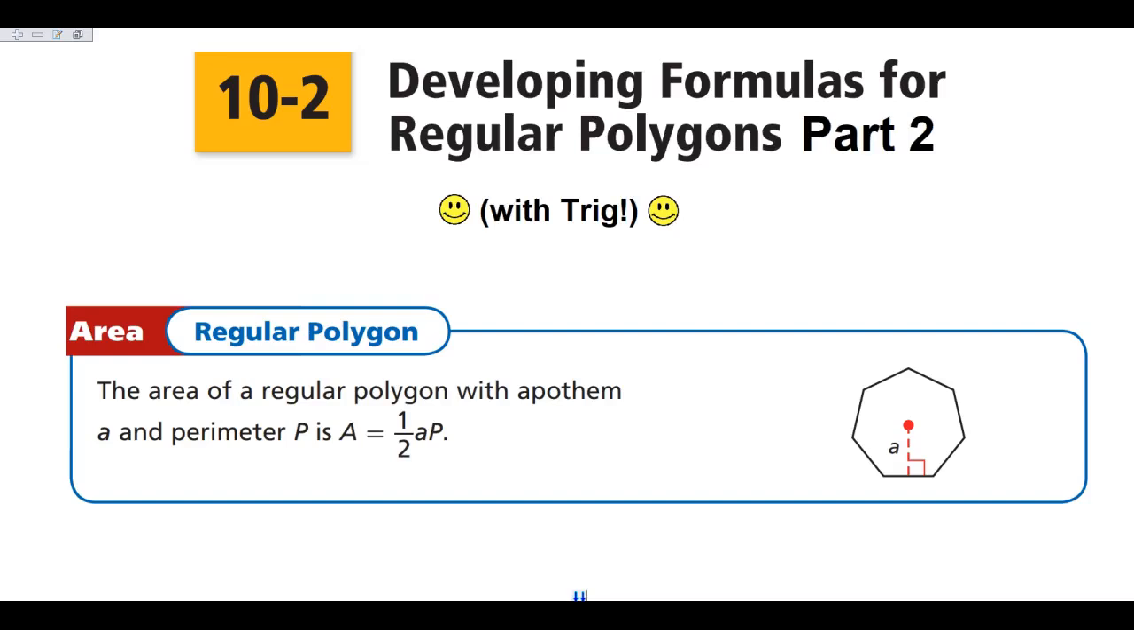Hey everybody, this is going to be the video for section 10.2, part 2, which is going to be finding area of regular polygons with trig.